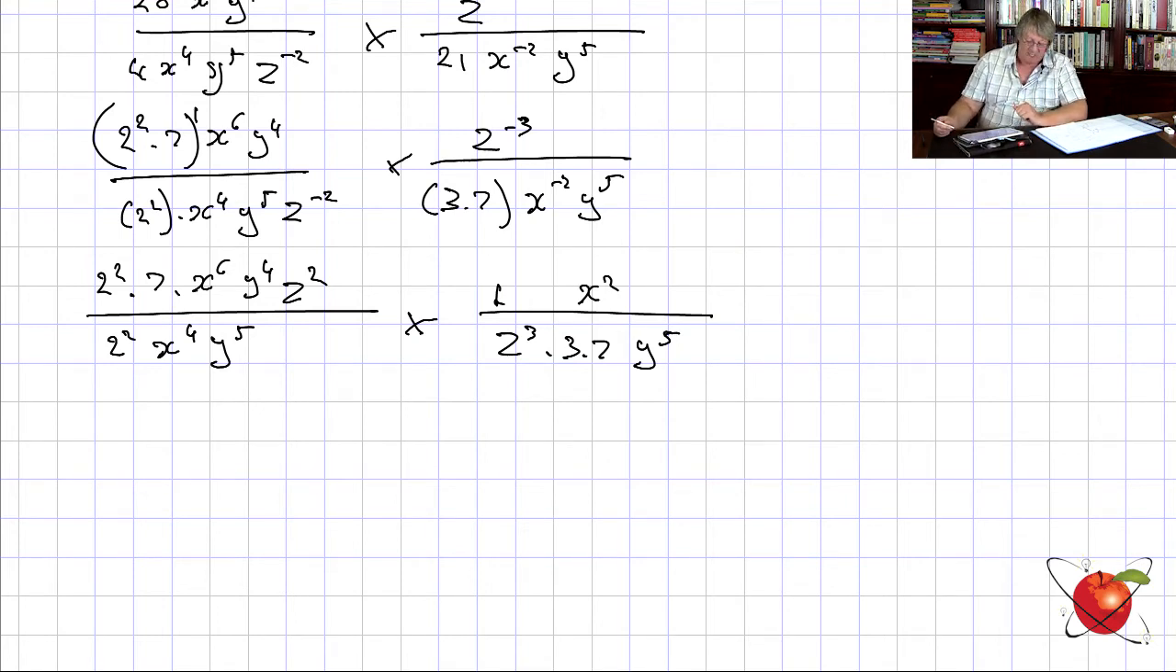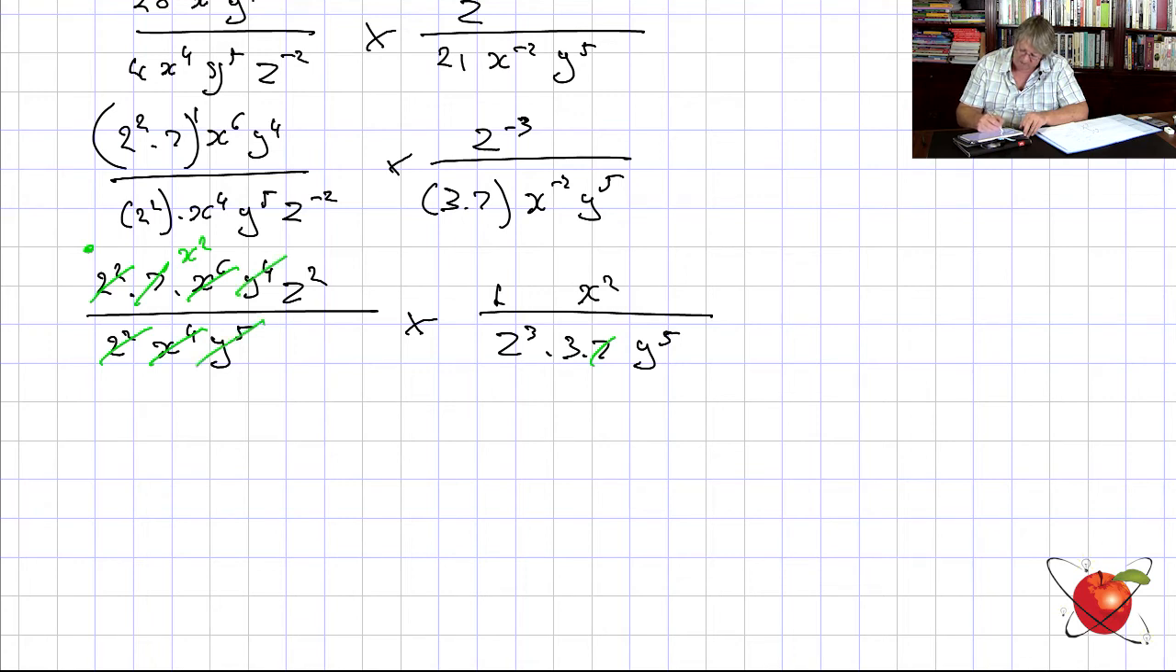Then the final thing, now we're going to have a look at some cross cancelling. Let's have a look. 2 squared cancels with that. We always start here. 7 cancels with that 7. X to the 6 cancels with that x to the 4, leaving us x squared.